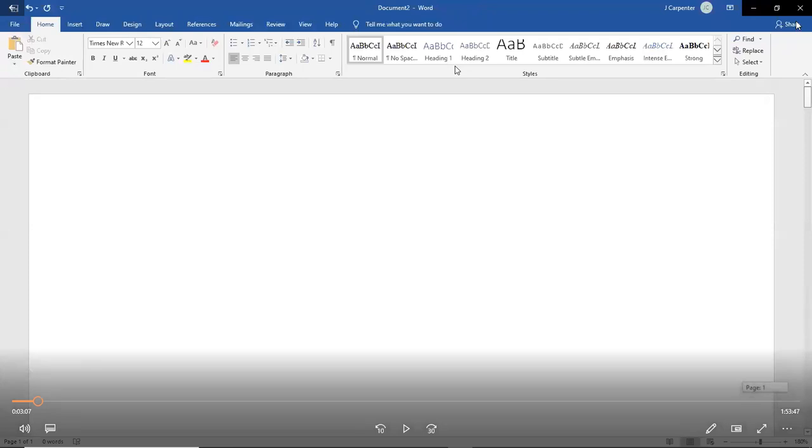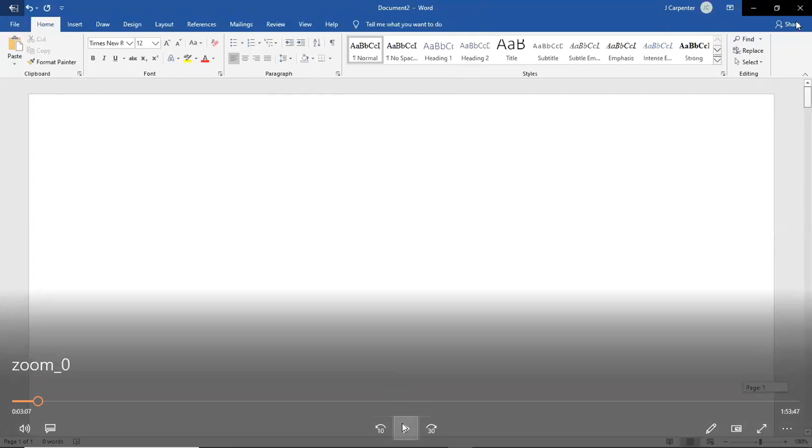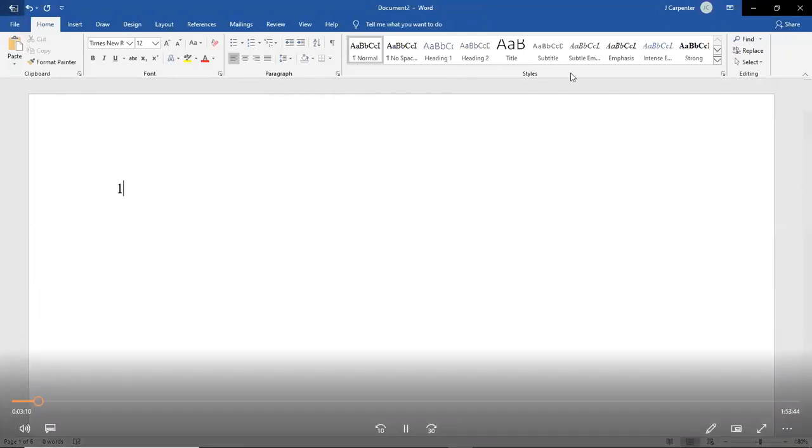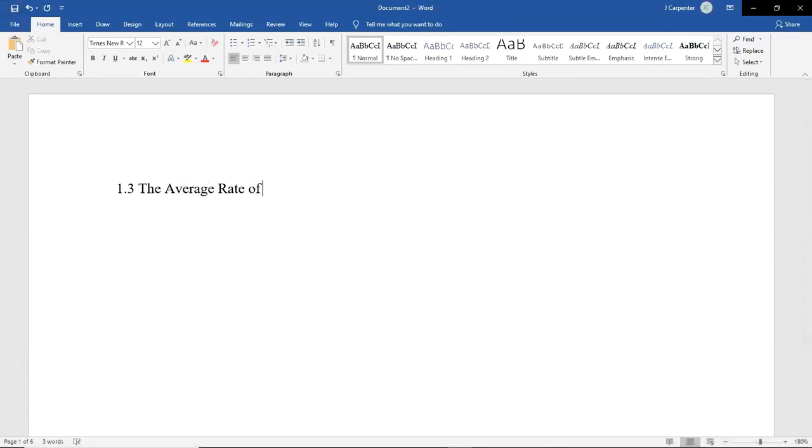All right, so like I said, that was it for 1.1 and 1.2, and now we're going to begin our journey into 1.3. So 1.3, the average rate of change. The average rate of change.